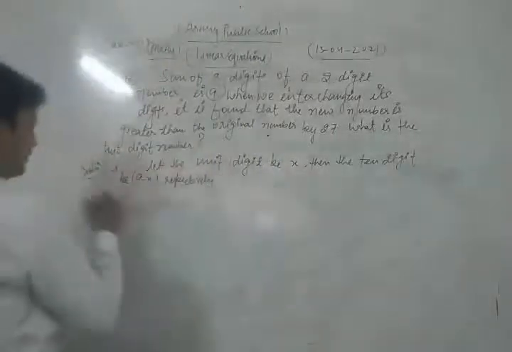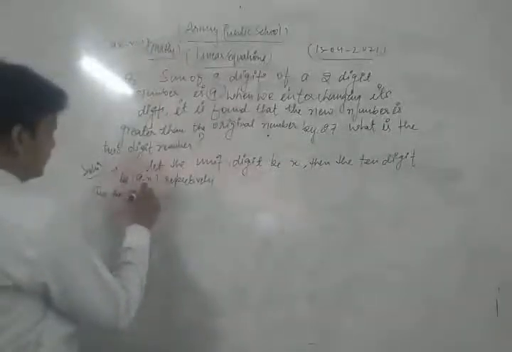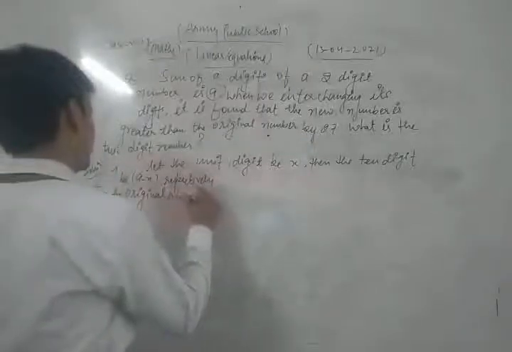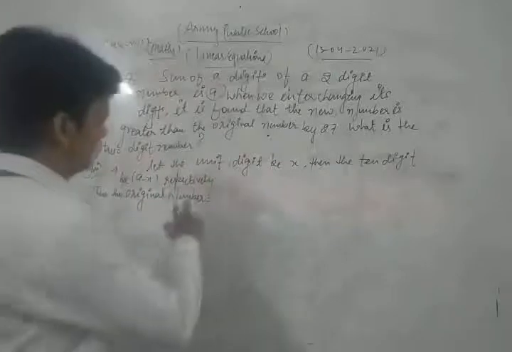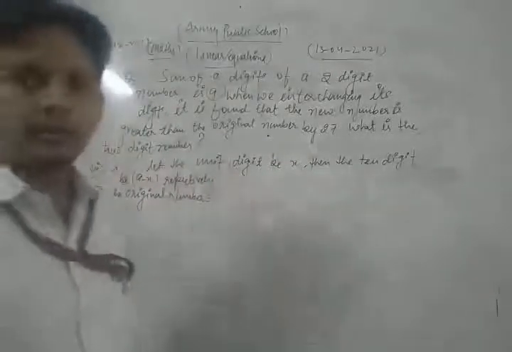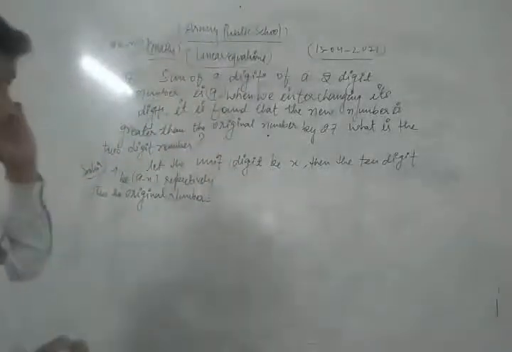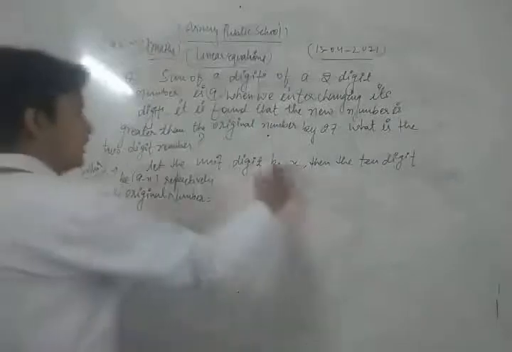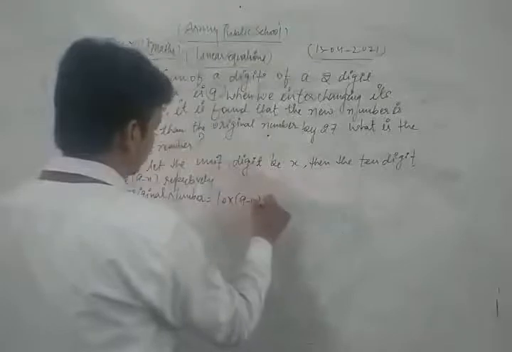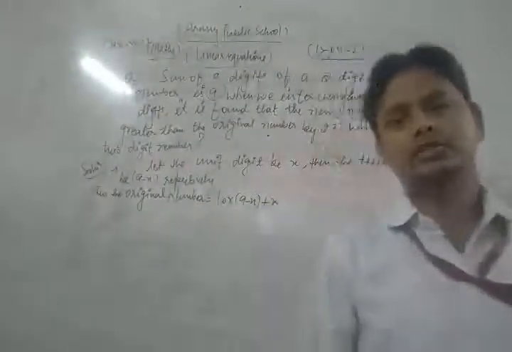Thus the original number will be, with the unit digit x and the tens digit 9 minus x, 10 into (9 minus x) plus x. This is your original number.